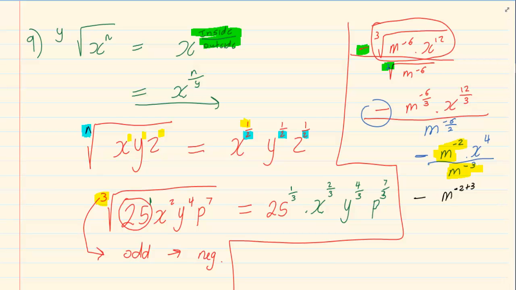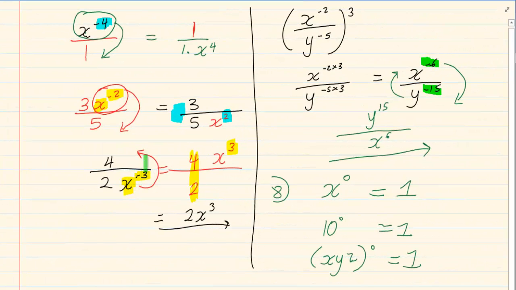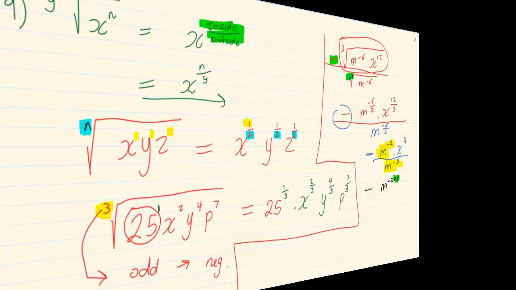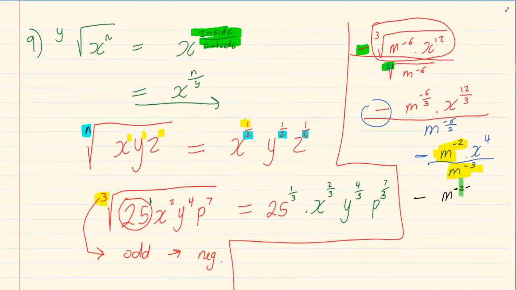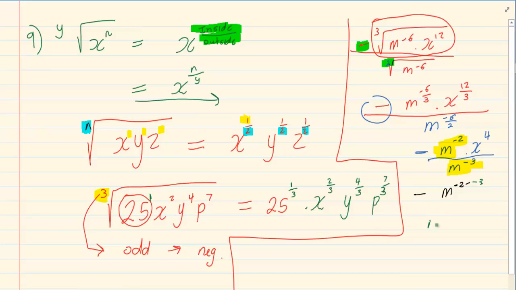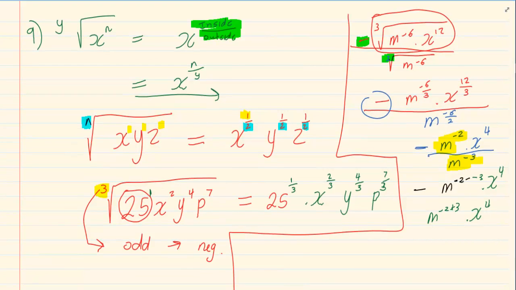Why did I change the sign? You could change the sign based on two rules. One is that when you move it, it changes signs. Two, if I said top minus bottom, then look, it would have been top is minus 2 minus the bottom, which is minus 3. So that gives me m minus 2 plus 3. And then I still have my x to the power of 4. So my final answer is m to the power of 1 and x to the power of 4.